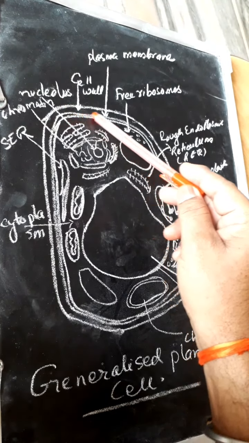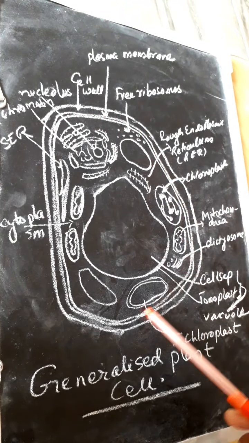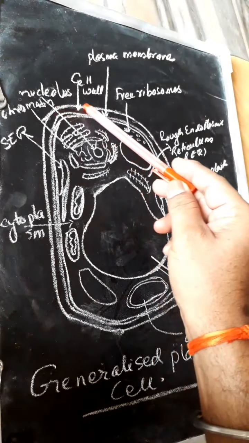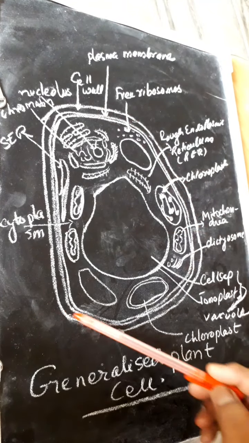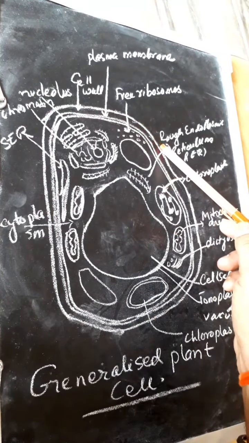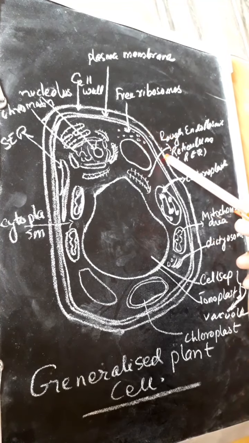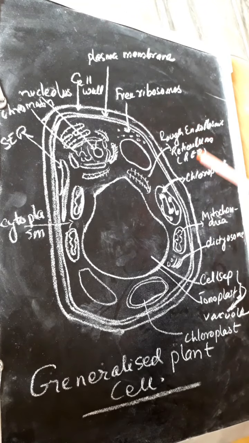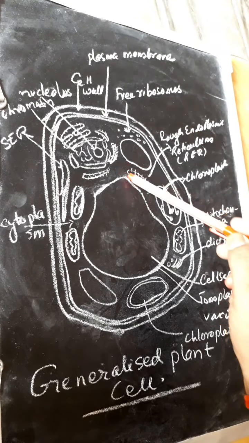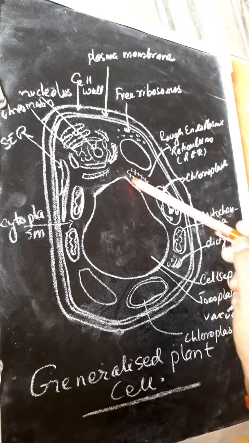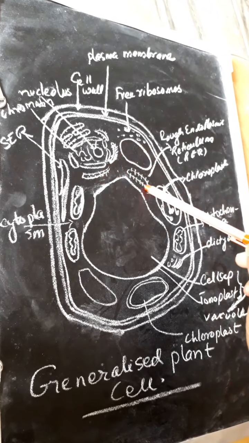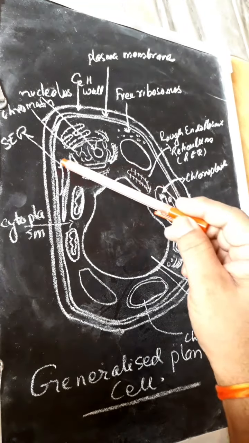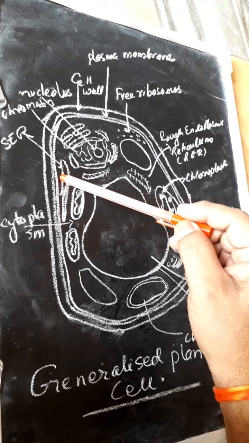Now we have the cell membrane or plasma membrane, as we call it, along with another boundary we can see in the plant cell. It is called the cell wall, made up of cellulose. It gives rigidity to the plant cell. Now these dot-like structures are free ribosomes. We can see this is rough endoplasmic reticulum. It is rough due to the presence of ribosomes on it. Here we have smooth endoplasmic reticulum.